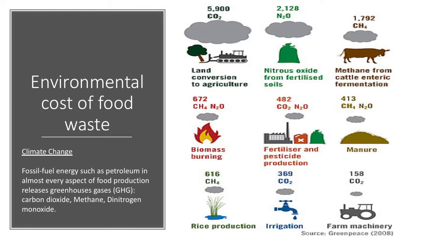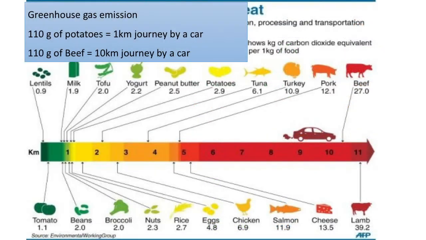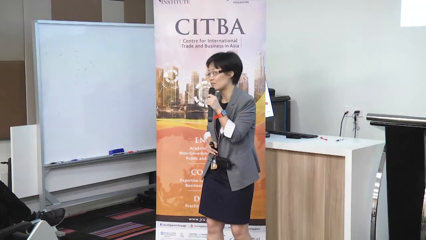Okay, so there are a lot of numbers, but what do they mean? Let's just focus on one. What do these numbers mean? Basically these numbers tell us, for example, that the greenhouse gas emission produced from the production, transportation, and processing of 100 grams of potato is equivalent to the greenhouse gas emission produced by a car running for 1 kilometer. And then of course, 100 grams of beef will produce a greenhouse emission equivalent to a car running for 10 kilometers.